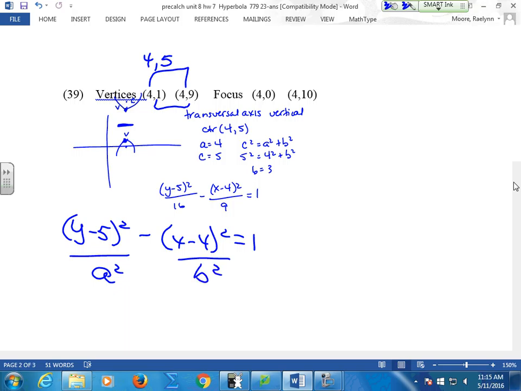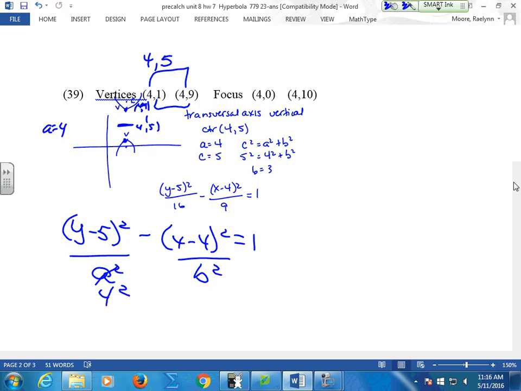So start like that. Which letter can we find when we know our vertices? A. So what's A? I thought that we went over this. We went over this one? Yeah. Oh, we did this one in class? No. Okay, we'll just do it again. So if this is 4, 5, and this is 4, 9, how many positions did I move up? 4. So A is 4. I got this guy.